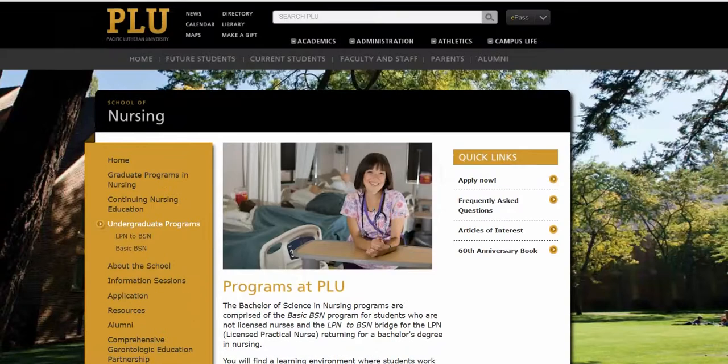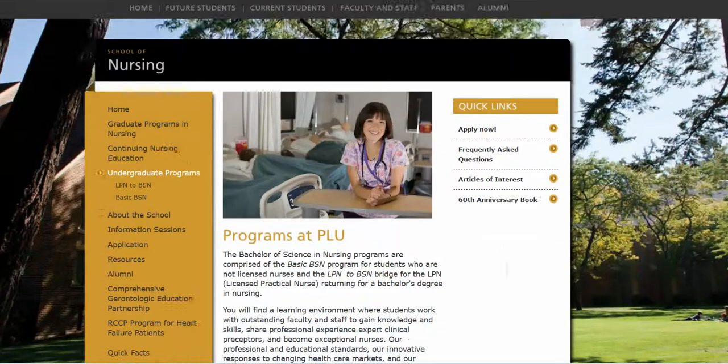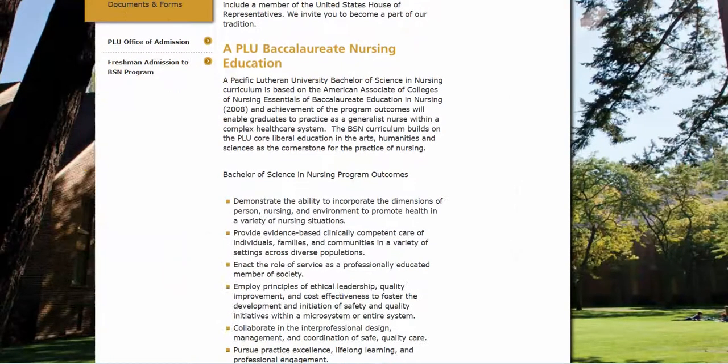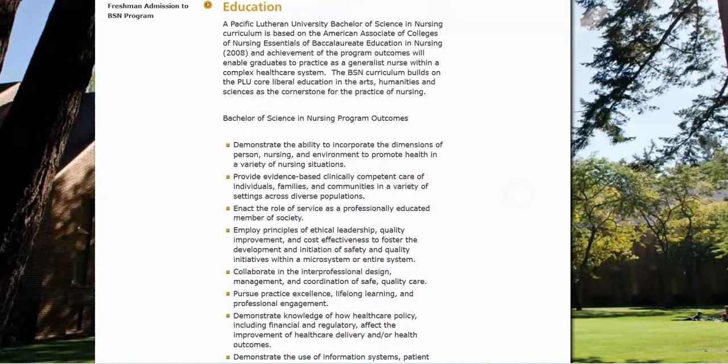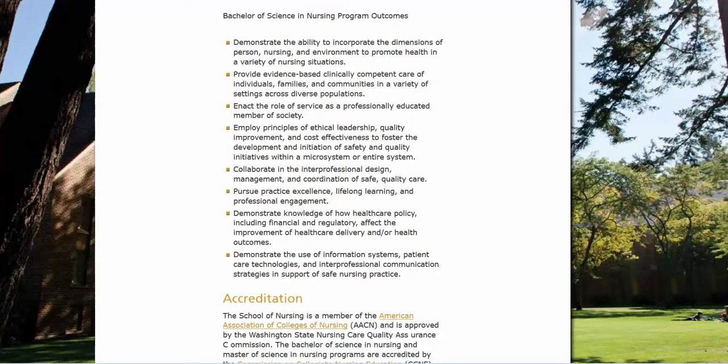I just kind of randomly chose a school. This is Pacific Lutheran University. And I'm looking at their baccalaureate nursing education. So here I've identified their Bachelor of Science nursing program outcomes. So you could put at the front of this, at the completion of this program, the graduate nurse student will, and then all these: demonstrate the ability to incorporate the dimensions of person, nursing, and environment to promote health. And all the way down, collaborate, pursue practice excellence, demonstrate lifelong learning, understand healthcare policy, and use of information systems.